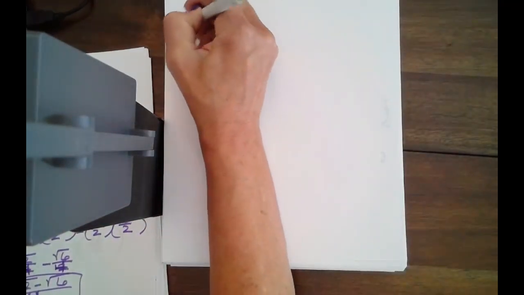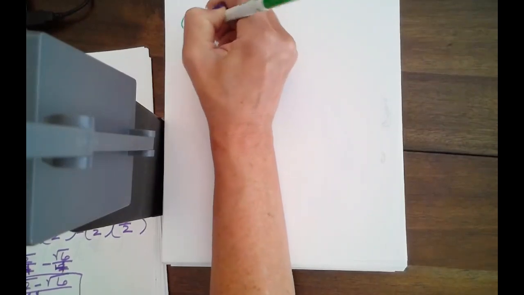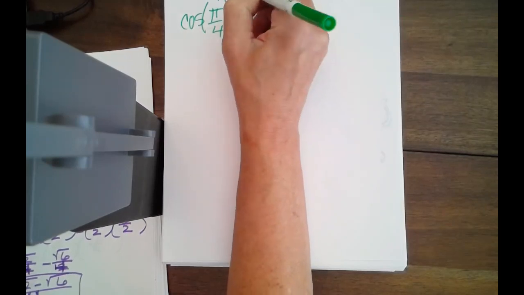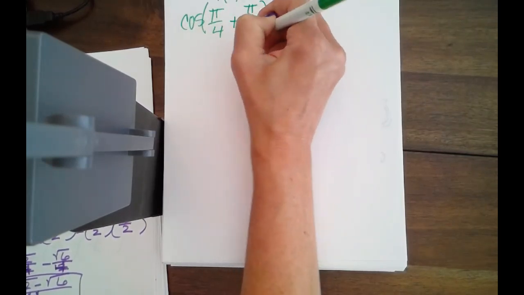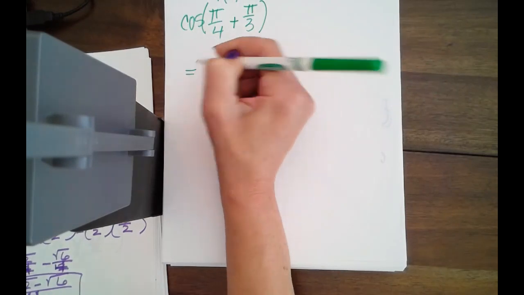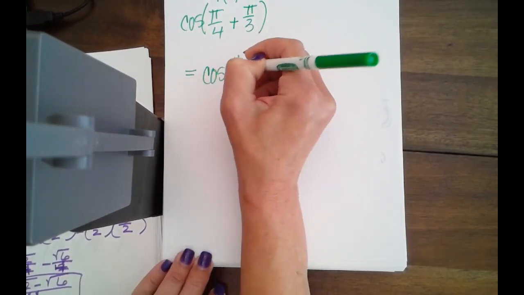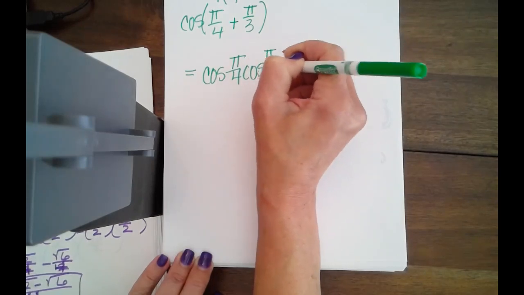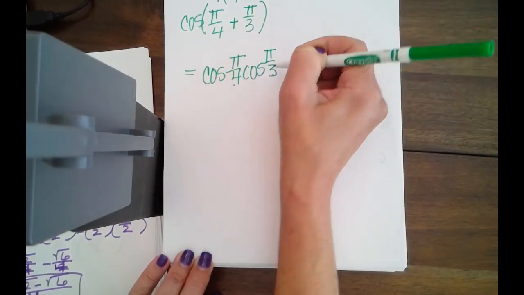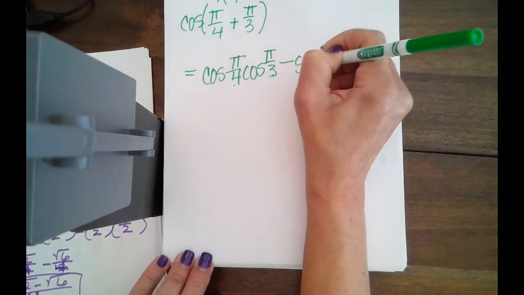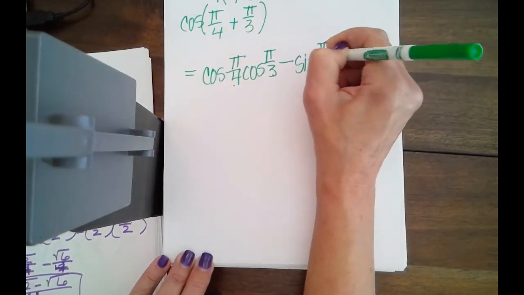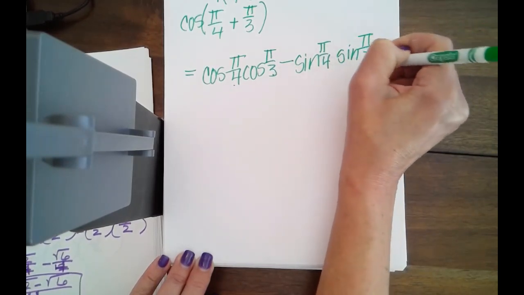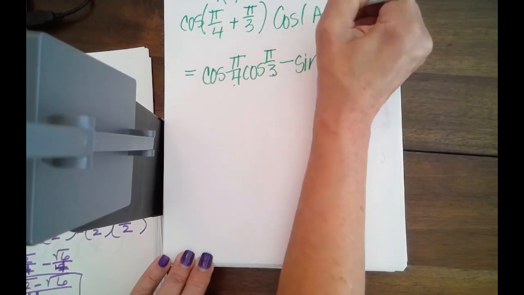So it's going to be cosine of pi over 4, that's an alpha, plus pi over 3, that's your B or beta angle. Okay, and the formula reads this. All right, it's going to end up being cosine of pi over 4 times the cosine of pi over 3. So that's cosine of alpha times cosine of beta minus sine of my first angle or my alpha, pi over 4, times sine pi over 3. Okay, so this is the cosine alpha plus beta formula.